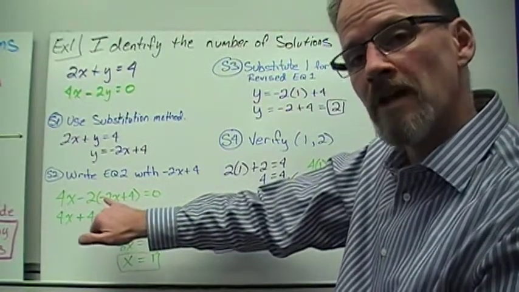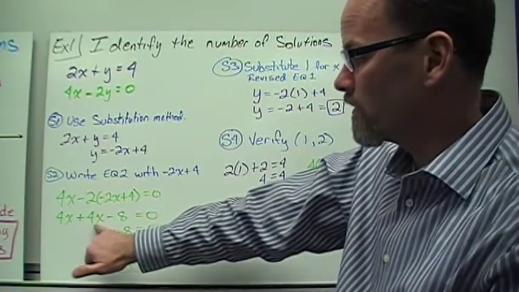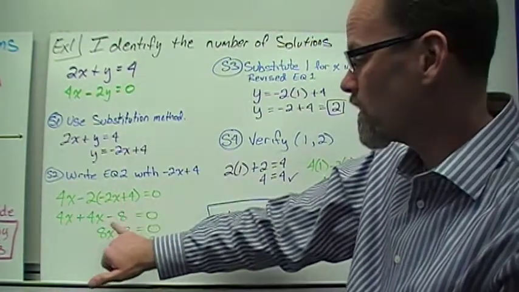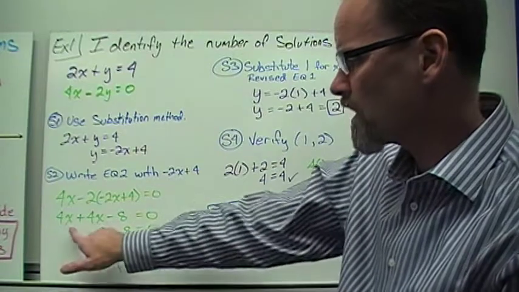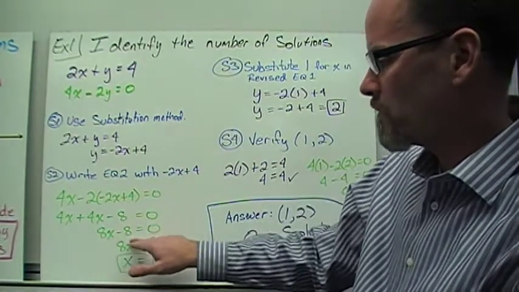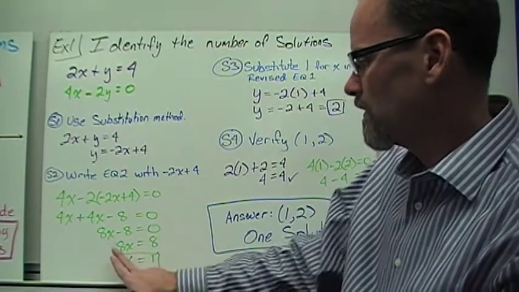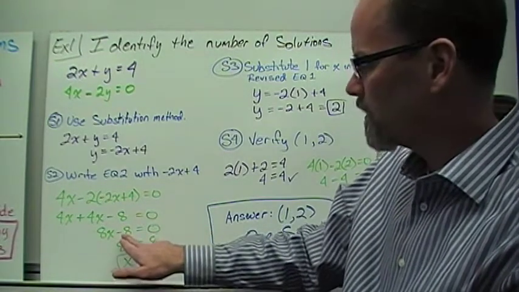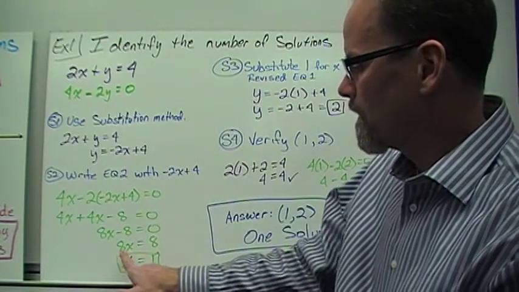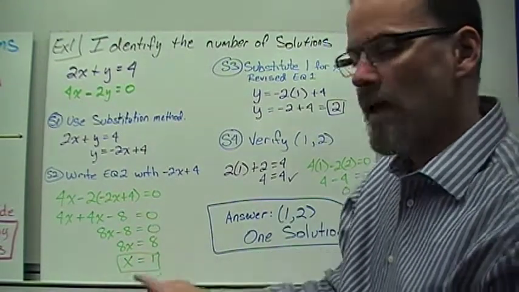Negative 2 times negative 2x is a positive 4x. Negative 2 times positive 4 is a negative 8. Combine like terms right here. My next line will be 8x minus 8 equals 0. And then I went ahead and inverse operated the negative 8, got it on the other side, so it's now positive 8. And divide this out, and I get x equals 1.